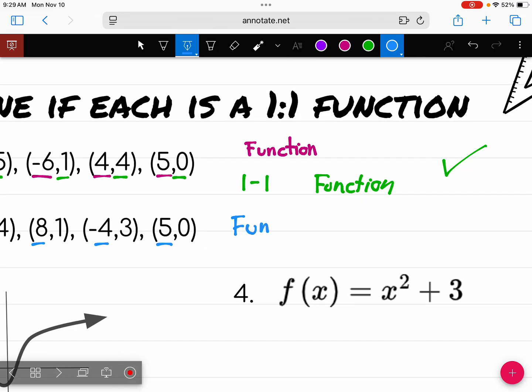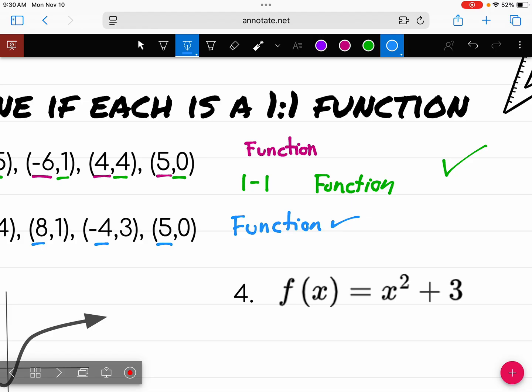This is definitely a function. Each x goes to only one y. So I don't have any repeats in my x's. That's passing our vertical line test. If I was to plot this up, each x would only go to one y. I would never have more than one dot on my vertical line.